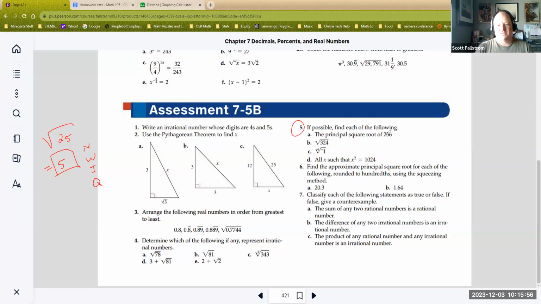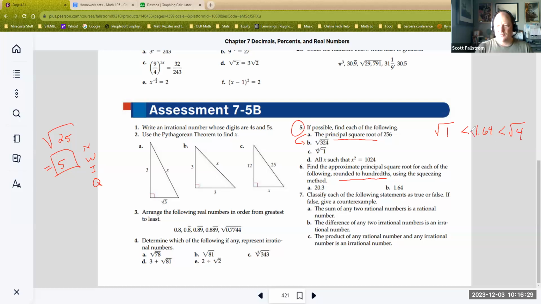Let's see here, find if possible the following principal square root. So again, principal square root is the positive or non-negative root. So it's actually the same as the one below it. It's the same symbol. Let's see here. Find the approximate principal square root using the squeezing method. Again, if you're looking at this number, 1.64, it says rounded to the hundredth. So 1.64 has got to be between the square root of 1 and the square root of 4.